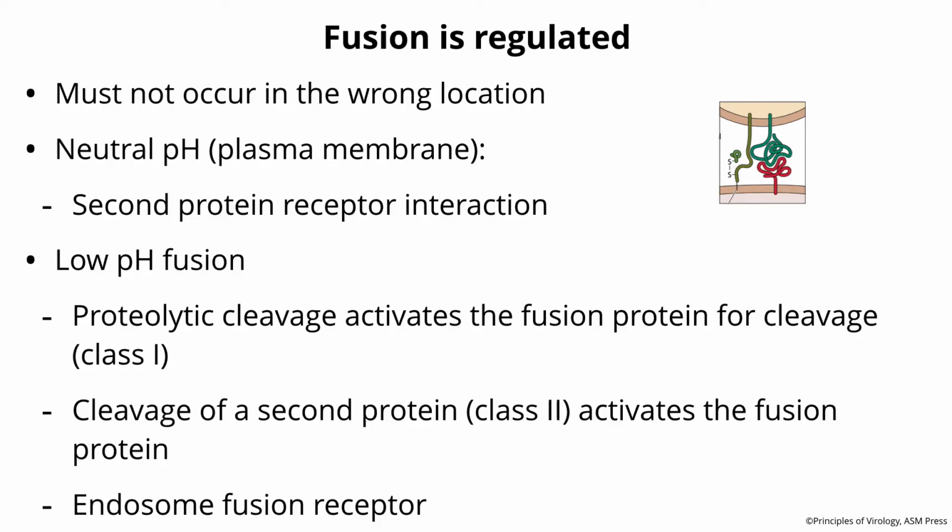So at the plasma membrane, we talked about neutral pH fusion, where a second protein interaction lets the fusion protein be exposed. We talked about low pH fusion, where you have proteolytic cleavage to activate the fusion protein. That happens in class 1, or sometimes for class 2 fusion proteins, you have cleavage of a second protein to liberate the fusion peptide. We didn't talk about that, but it's a different aspect. Or you can have an endosomal fusion receptor. So that's the really important point here, that fusion is regulated either at the cell surface or within the endosome by different mechanisms.